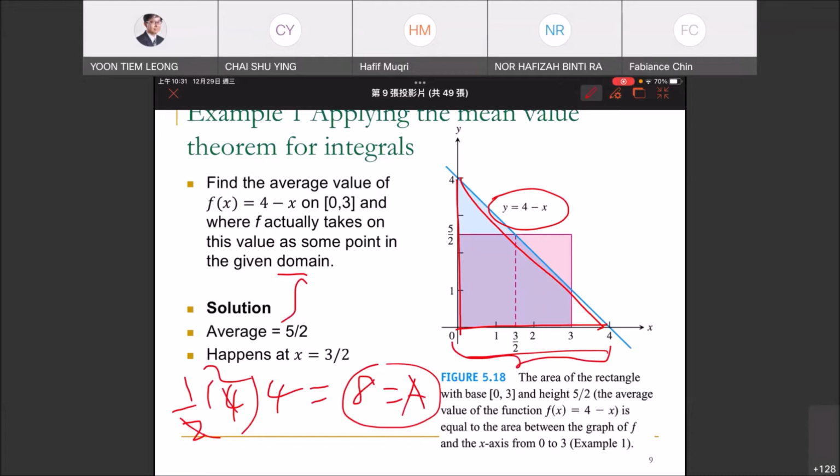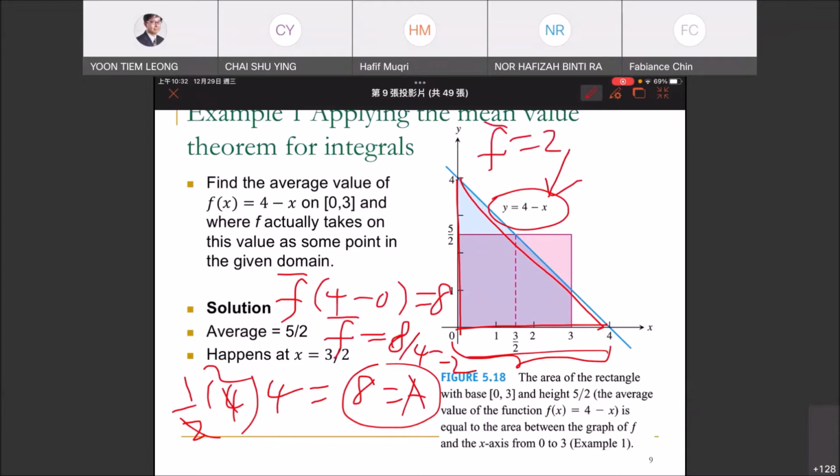The average of the function can be easily found: the average, which is what we want, times the width of the function. The width of the function is 4 minus 0. And it's supposed to be equal to the area, which is 8. Right? So from here, it is easily understood that the average for the function 4 minus x between 0 and 4 is simply 8 divided by 4, which is 2. So now I have shown to you that the average of the function here is 2.